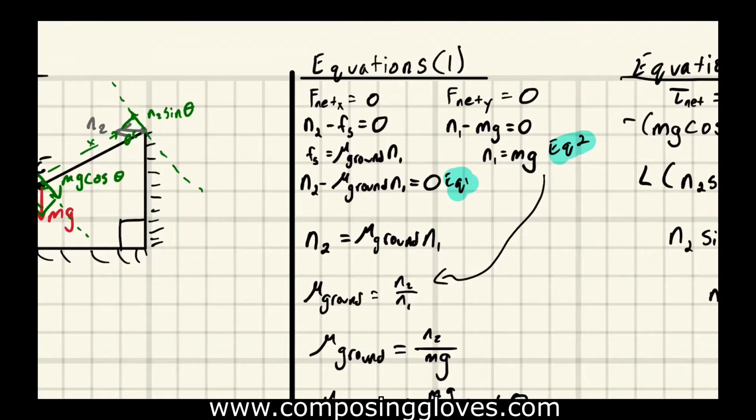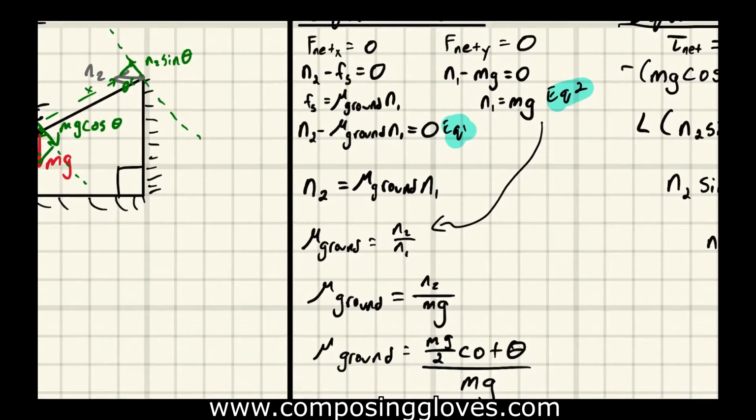And then we say, okay, now we can plug this in. So we had N2 minus our force of friction. And so now we've got N2 minus our mu sub ground times N1, and that's still equal to 0. So we say, okay, great, there's our equation. And then we say, okay, can we simplify this further?